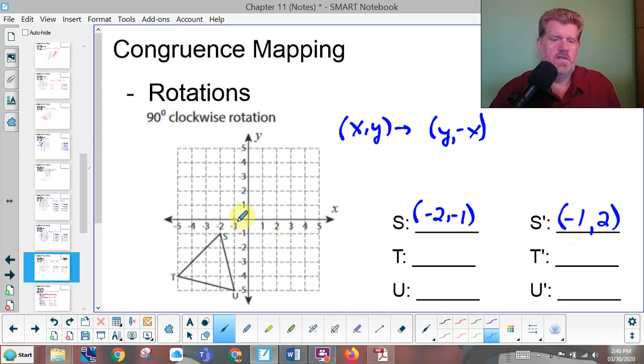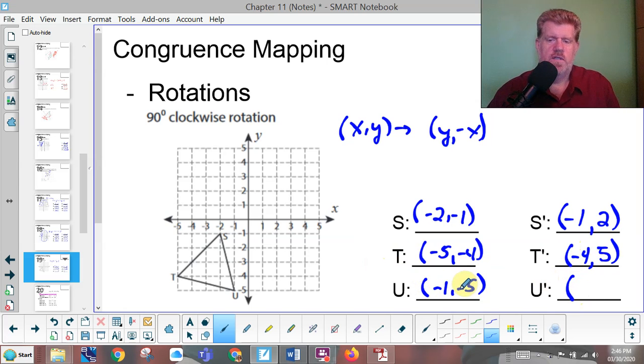T is negative 5, negative 4. So the process, negative 5 is the x number. It becomes the second number, but changes sign. So now it becomes positive 5. And the negative 4 becomes the first number. And U is -1, -5. So we do it. -1 becomes the second number, becomes a +1 because of the rule, and the -5 becomes the first number.